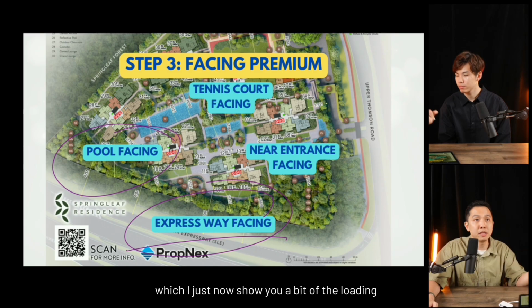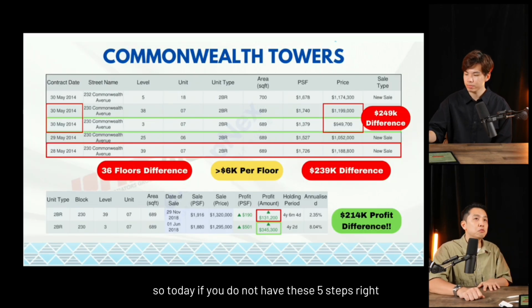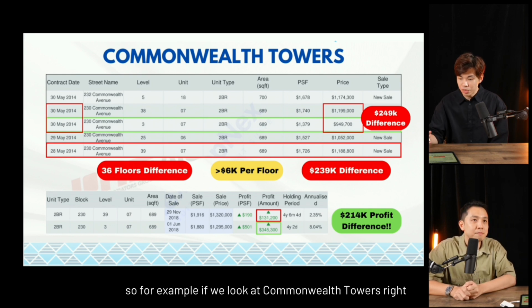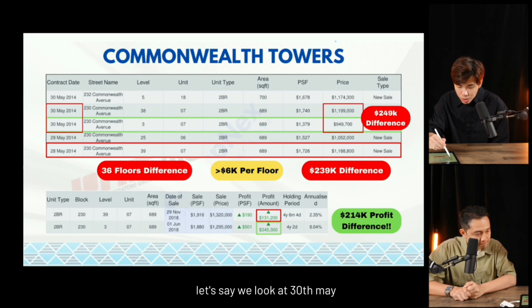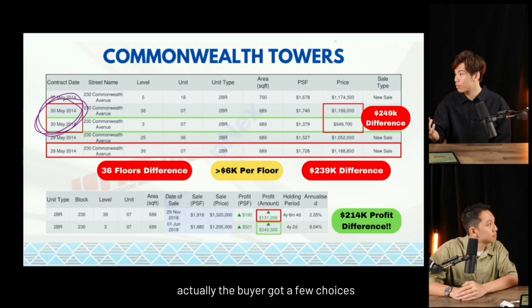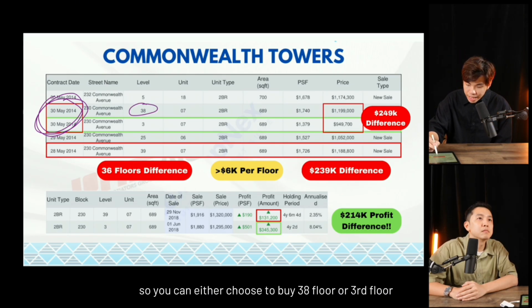Which I just show you a bit of the loading. So today, if you do not have these 5 steps, what are the chances things will happen? For example, if we look at Commonwealth Towers, let's say we look at 30th May. Why do we choose this? Because on 30th May, the buyer actually had a few choices. You can either choose to buy the 38th floor or the 3rd floor.